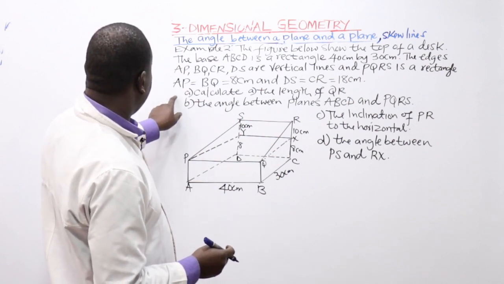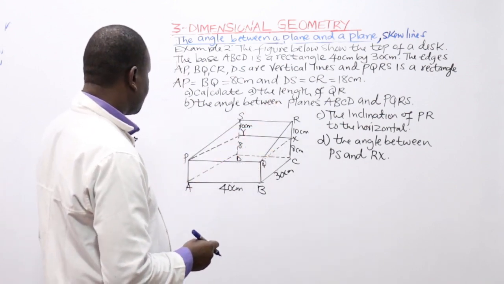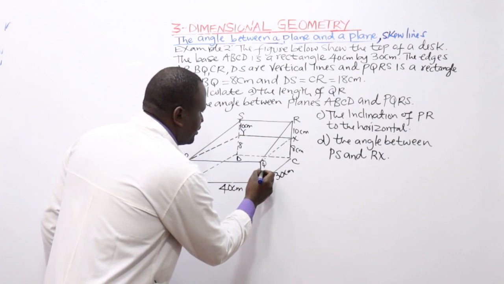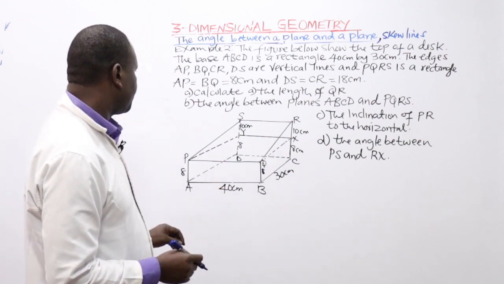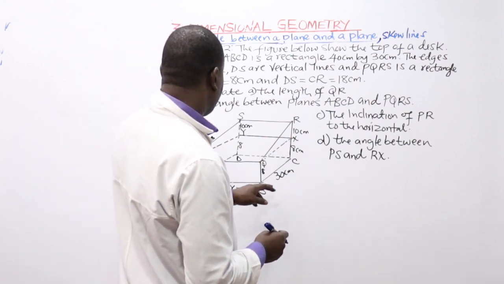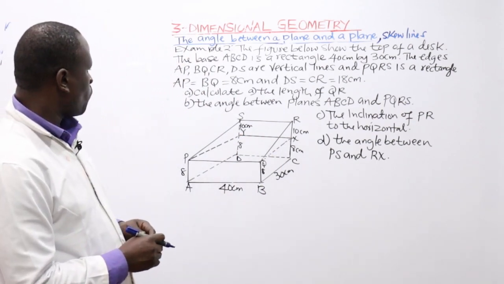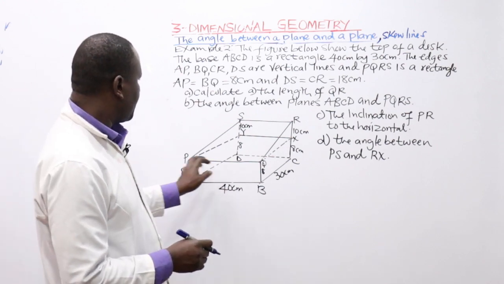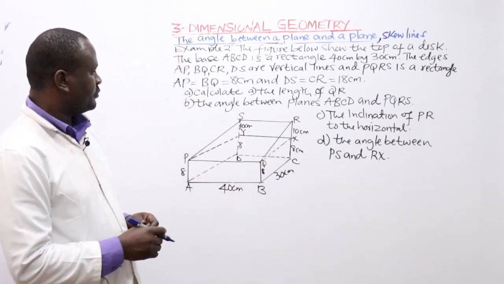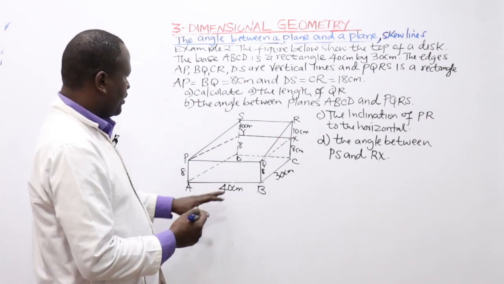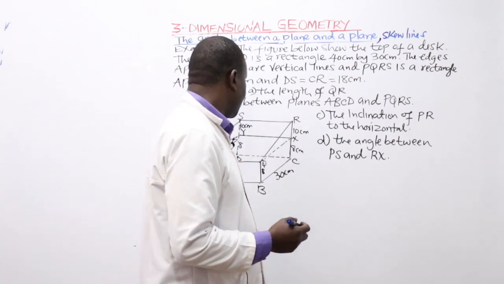Now, AP is equal to BQ is equal to 8 centimeters. So all this is a cuboid. ABCD QXYP is a cuboid. Then PQXYSR is a wedge. Is a wedge on top of the cuboid. Now, calculate the length of QR.